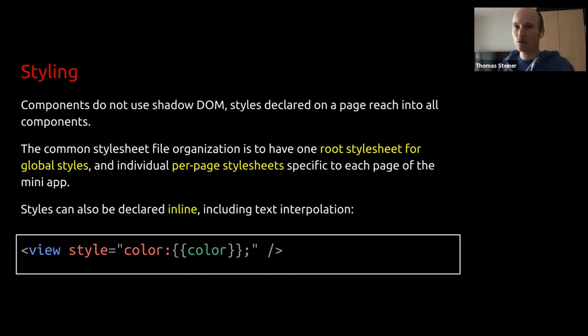And for the components, and I talk about components a little later, they do not use shadow DOM, which means all the styles that you declare on a page will leak into all the components. This is not a problem because of pages, which I will talk about a little later. A common stylesheet file organization is to have one root style sheet with shared global styles that get applied to everything, and then individual per page style sheets that are specific to each page of the mini app.